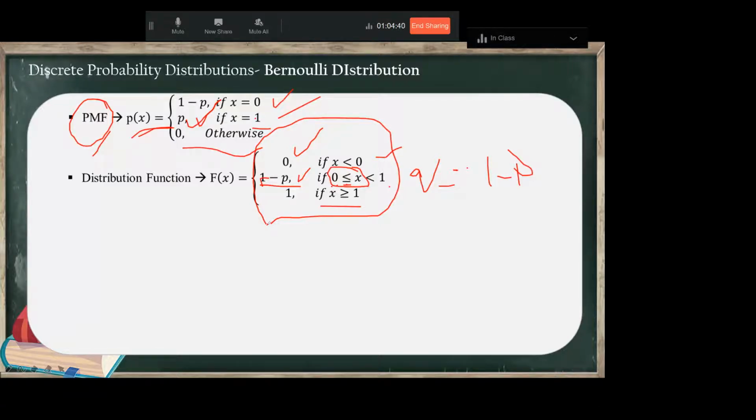Now, if we go forward, there are certain parameters. So what are the parameters here? What are the general parameters? Parameters are mean, mu, and variance, sigma squared. So here, the parameter p is going to belong to 0 and 1, right? P can either be 0 or can be 1. If p is 1, then q is 0, right? So range is 0, 1.